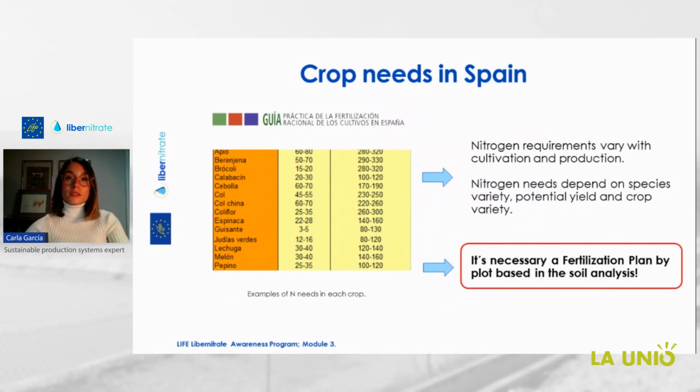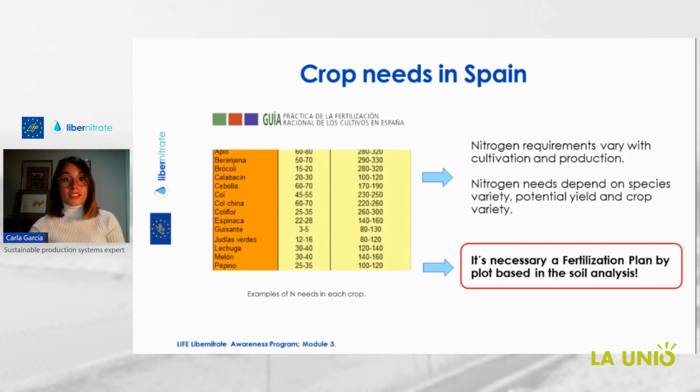Nitrogen requirements vary with cultivation and production. Nitrogen needs of different crops for typical production can be obtained in publications such as this guide, la Guía Práctica de la Fertilización Racional de los Cultivos en España. Nitrogen needs depend on species, variety, potential yield, and the quality of the harvest. Throughout the growing cycle, the needs are different.